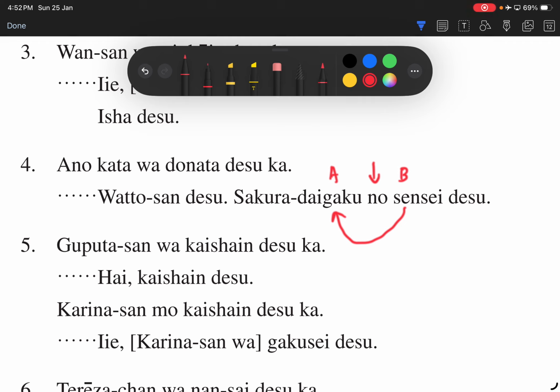Number 5. グプタさんは会社員ですか? はい、会社員です. カリナさんも会社員ですか? So カリナ also a company employee? いいえ、学生です. Okay, you can choose to reply いいえ、学生です. Or you can choose to reply いいえ、会社員ではありません. Right? You can say, oh, no, student です. No, she is not an employee. So choose one, whichever one.